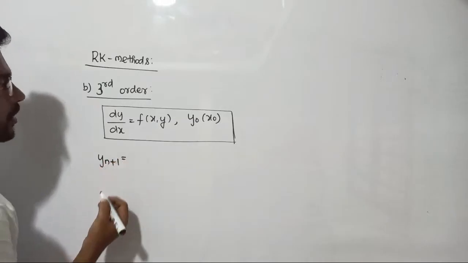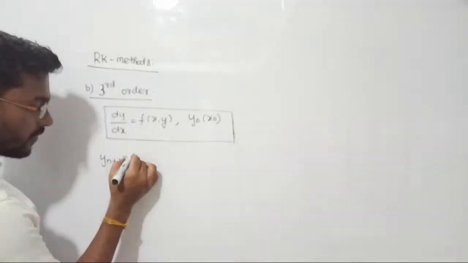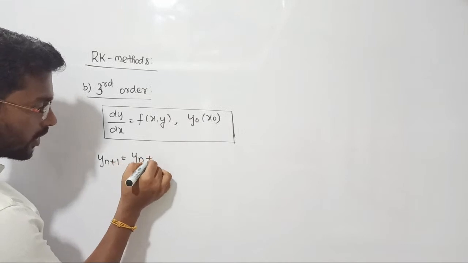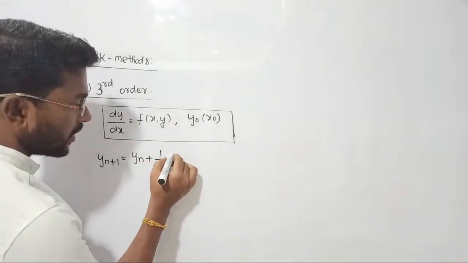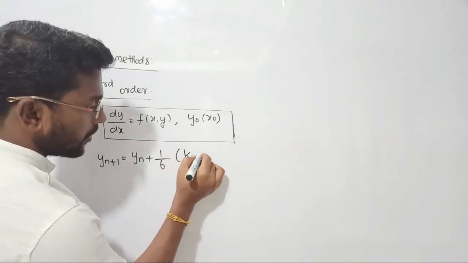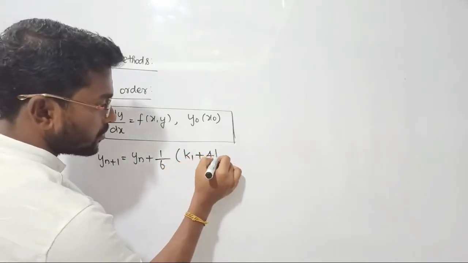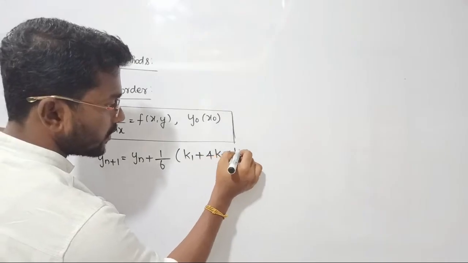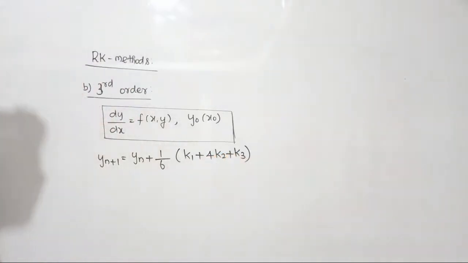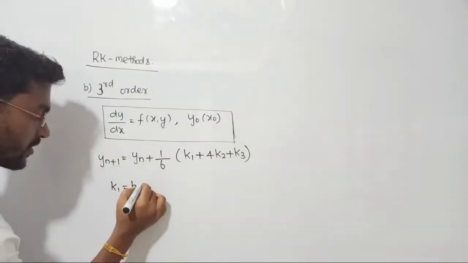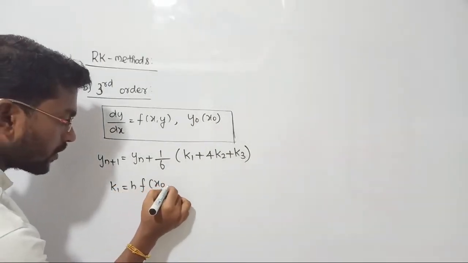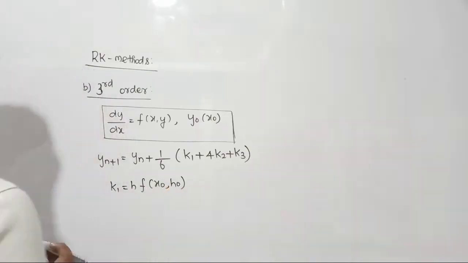But in the third order equation, the method that we are following, once again you are supposed to consider yn plus, here you are supposed to consider 1 by 6. In bracket you are supposed to consider three terms: k1, 4 times of k2, plus k3. Totally we should consider three terms. So here k1 should be estimated as h into f of x naught comma y naught.